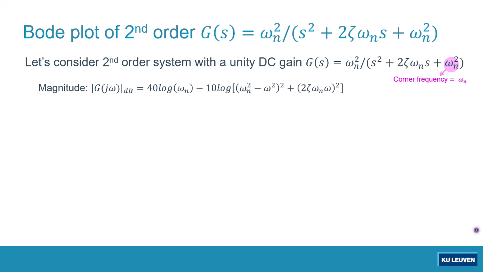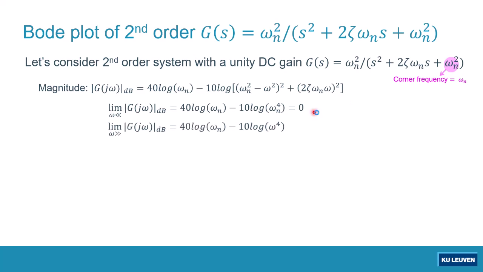Same as before, derive the G(j omega) by replacing all of the s's with j omega, take the magnitude and then present it in dB scale. If you have done it, then this will be the magnitude in dB scale. You have to analyze how the magnitude will look at low frequency. When omega is very small, then obviously this will be nothing. You can consider this equal to 0. This will also be equal to 0. 0 times 2 zeta omega n will be 0. So you will end up with 40 log omega n minus 10 log omega n to the power of 4. 10 log omega n to the power of 4 is equal to 40 log omega n. So this will become 0 for the low frequency region.